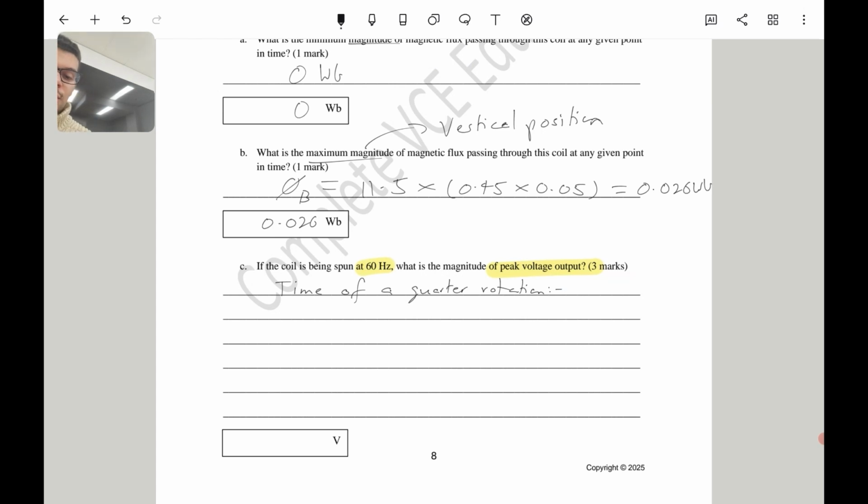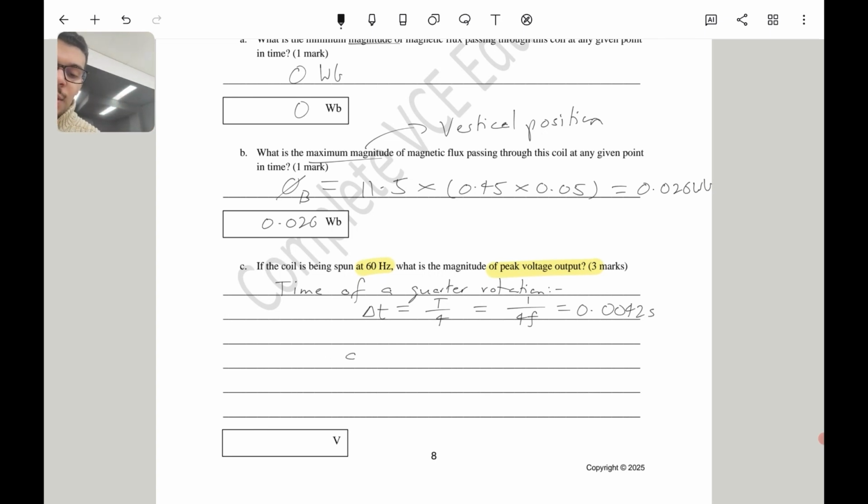So the time of a quarter rotation, delta t, is going to be equal to the period divided by 4. Now the period is just equal to 1 over frequency. So 1 over 4 times the frequency will give you delta t. And we can do this and we'll obtain 0.0042 seconds. So guys, we can only have a look at the time of a quarter rotation when we're trying to figure out our change in flux and therefore our EMF.